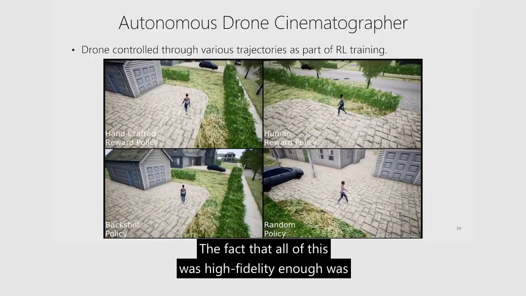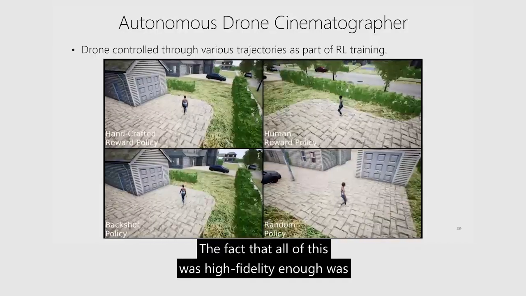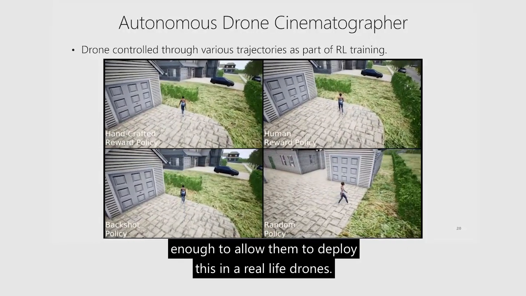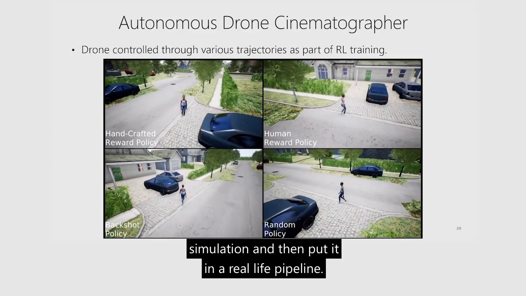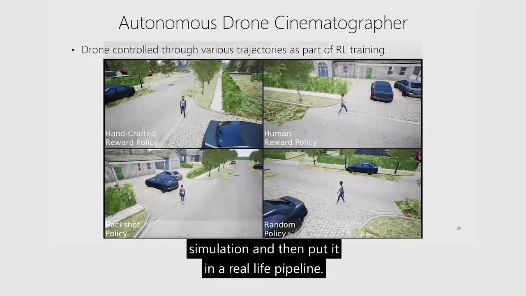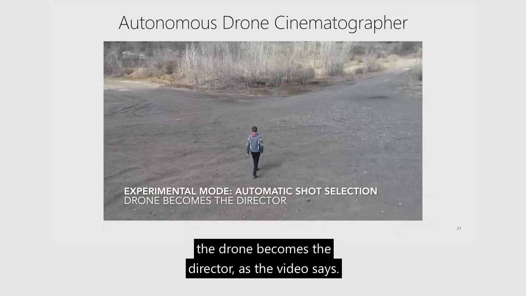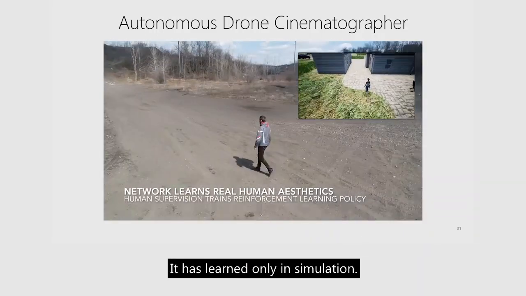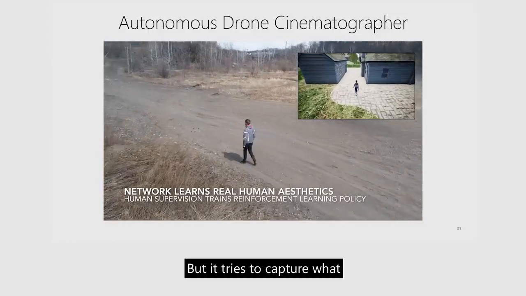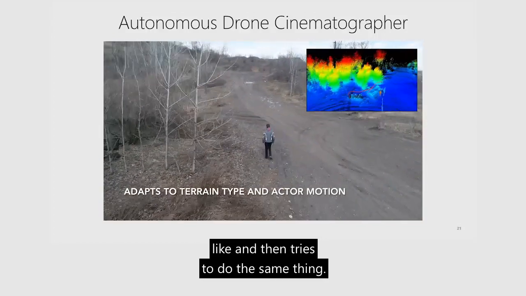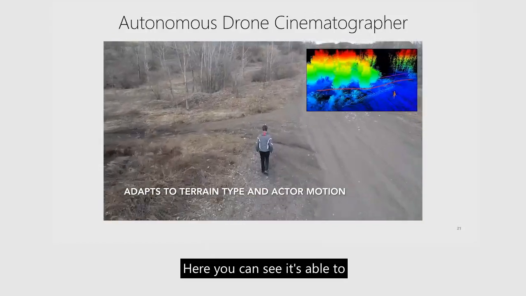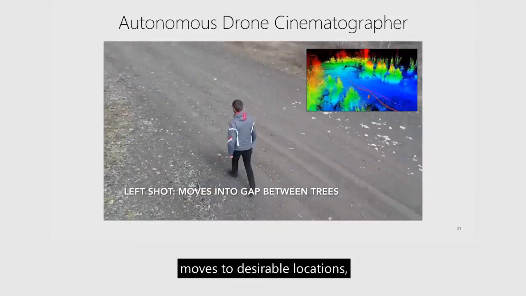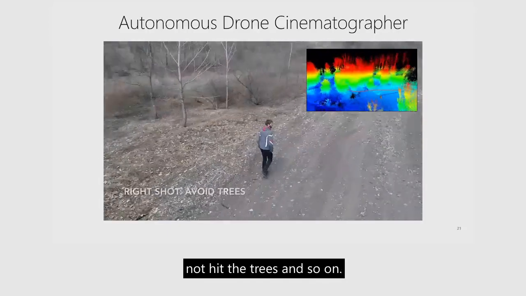So the fact that all of this was high fidelity enough allowed them to deploy this in a real life drone. So they were able to train an agent in simulation and then put it in a real life pipeline. As you can see from this picture, the drone becomes the director, as the video says, and it has learned only in simulation, but it tries to capture what an aesthetic shot looks like, and then tries to do the same thing. So here you can see it's able to adapt to certain obstacles in the environment, moves to desirable locations, and does not hit the trees and so on.